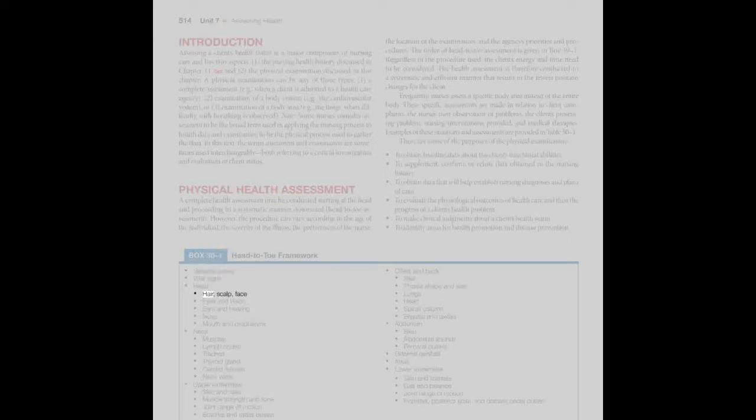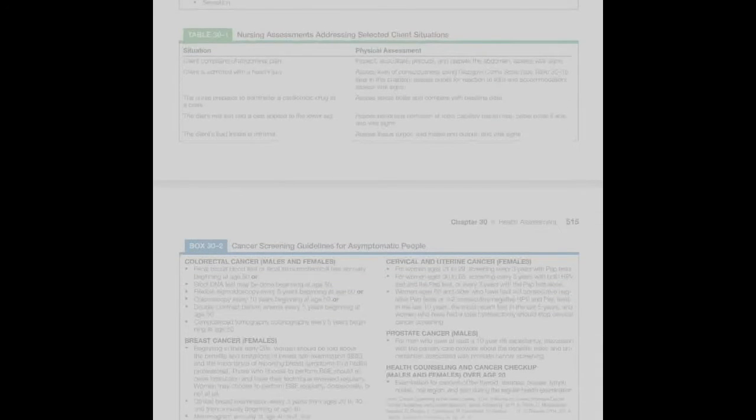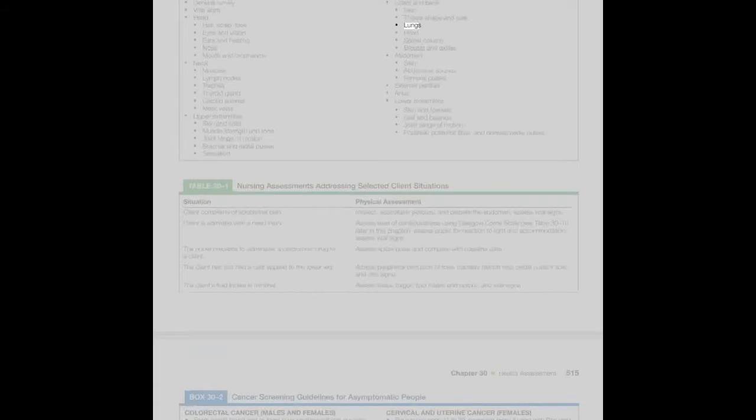General survey: vital signs: head, hair, scalp, face, eyes and vision, ears and hearing, nose, mouth and oropharynx, neck, muscles, lymph nodes, trachea, thyroid gland, carotid arteries, neck veins, upper extremities, skin and nails, muscle strength and tone, joint range of motion, brachial and radial pulses, sensation. Chest and back, skin, thorax shape and size, lungs, heart, spinal column, breasts and axilla, abdomen, skin, abdominal sounds, femoral pulses, external genitals, anus, lower extremities, skin and toenails, gait and balance, joint range of motion, popliteal, posterior tibial and dorsalis pedis pulses.